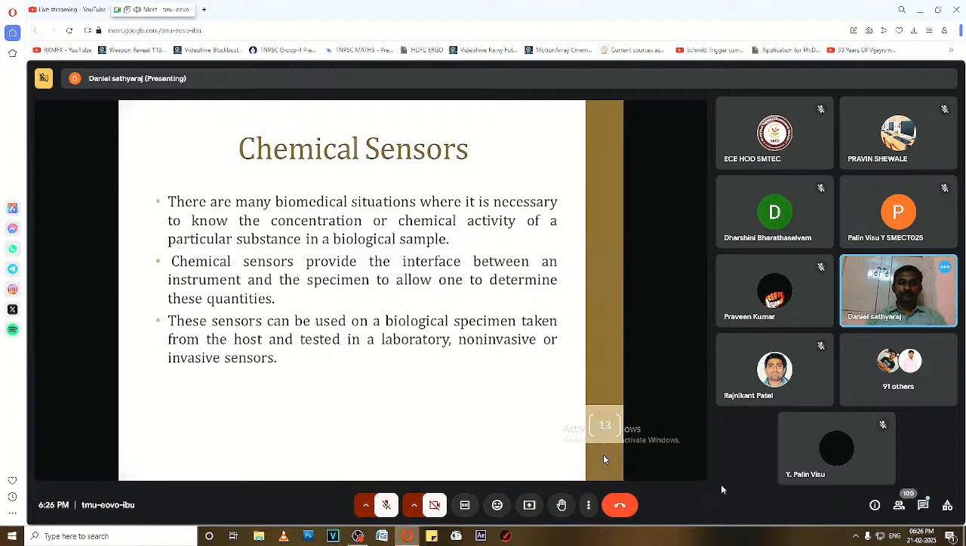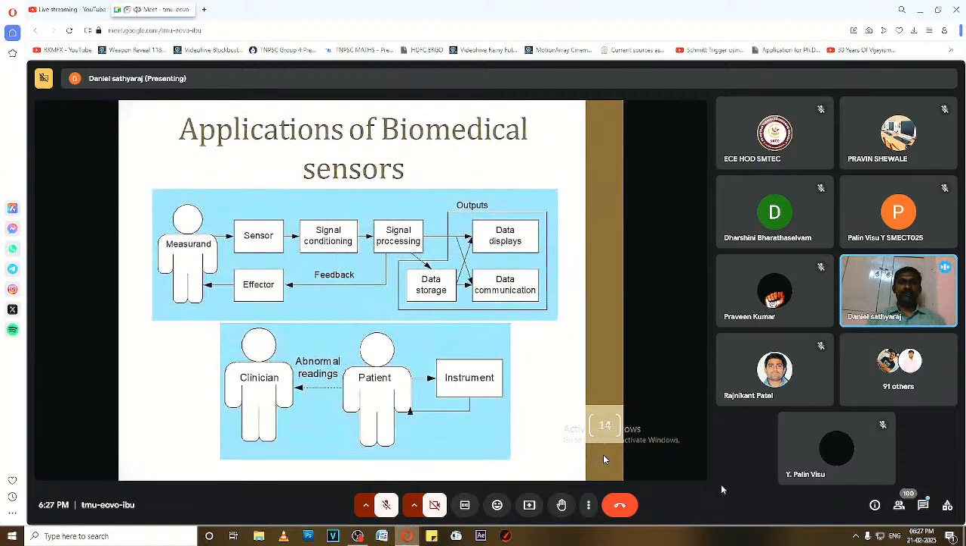It can be tested in a laboratory, or it can be a non-invasive or invasive type of sensor. If we are taking a specimen separately and measuring it, it can be a non-invasive sensor. But if we are going to have an invasive contact with a patient, for example measuring sodium in the blood, then it can be an inbuilt sensor that can immediately send the values. So either type of sensor can be used.